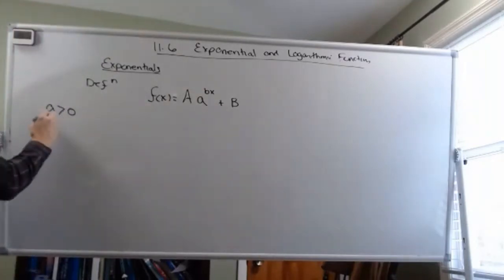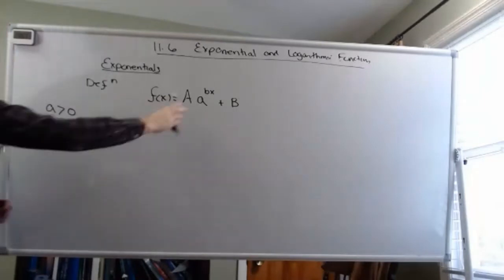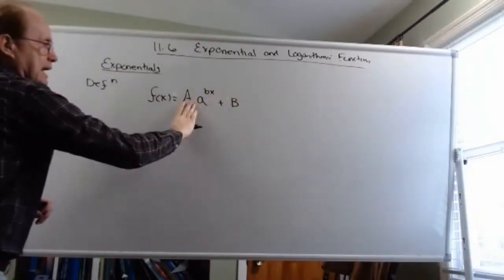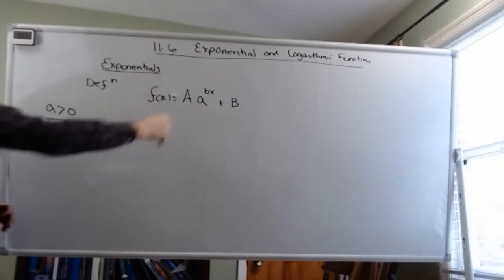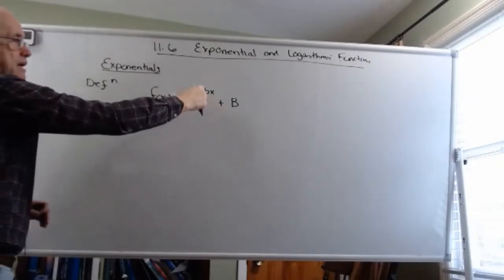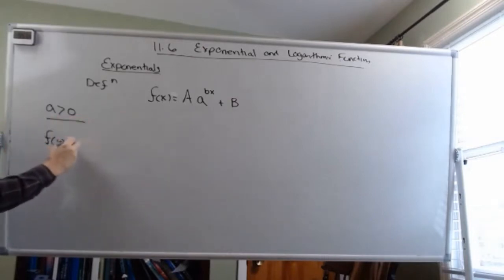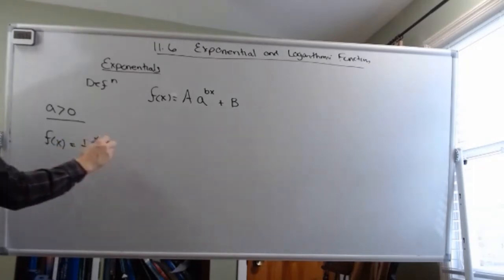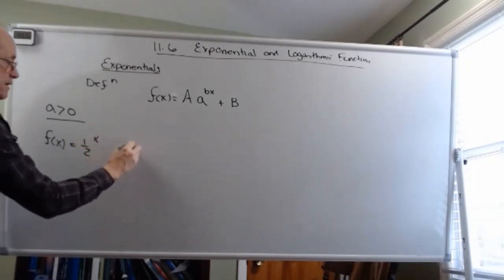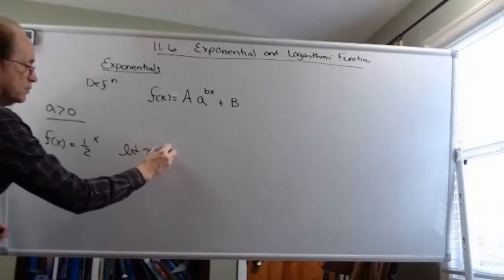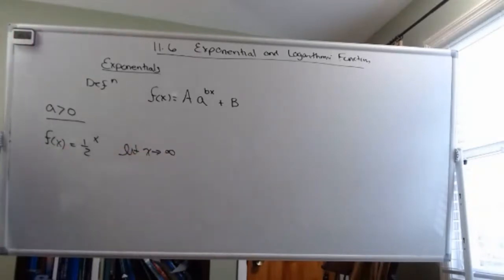For example, let me show you one sort of problem. Let's just take capital B to be 0 and capital A to be 1, and let's explore the interplay between lowercase a and lowercase b. So say, for example, I have 1/2, and I just let b equal 1. So I have 1/2 to the x power. Then I ask the question, what happens? Let's let x go to infinity. And what does that graph look like?